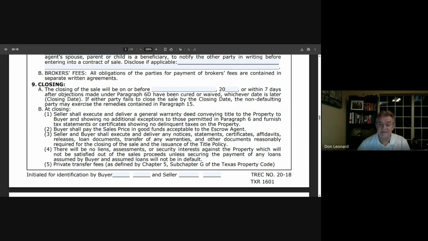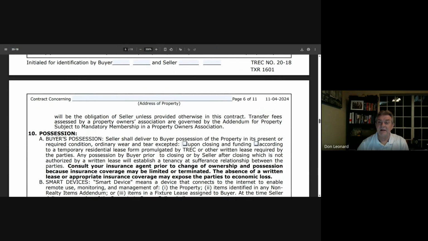Fourth, no liens, assessments, or security interests against the property which will not be satisfied out of the sales proceeds, unless we're assuming a loan. Then, of course, we know that there's still going to be something left over. The private transfer fee that we talked about back in section 6 will be the obligation of the seller. The seller is going to have to pay those private transfer fees.